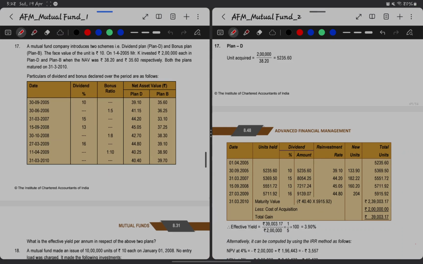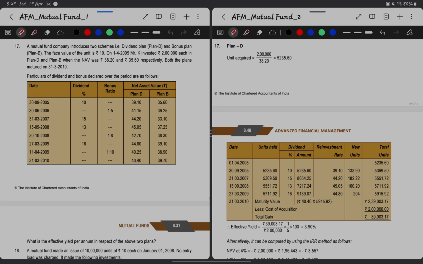Hi CA students, let's revise CA Final AFM, Chapter 8 Mutual Funds, Practical Question 17. A mutual fund company introduces two schemes, that is Dividend Plan, Plan D, and Bonus Plan, Plan B. The face value of the unit is Rs 10.